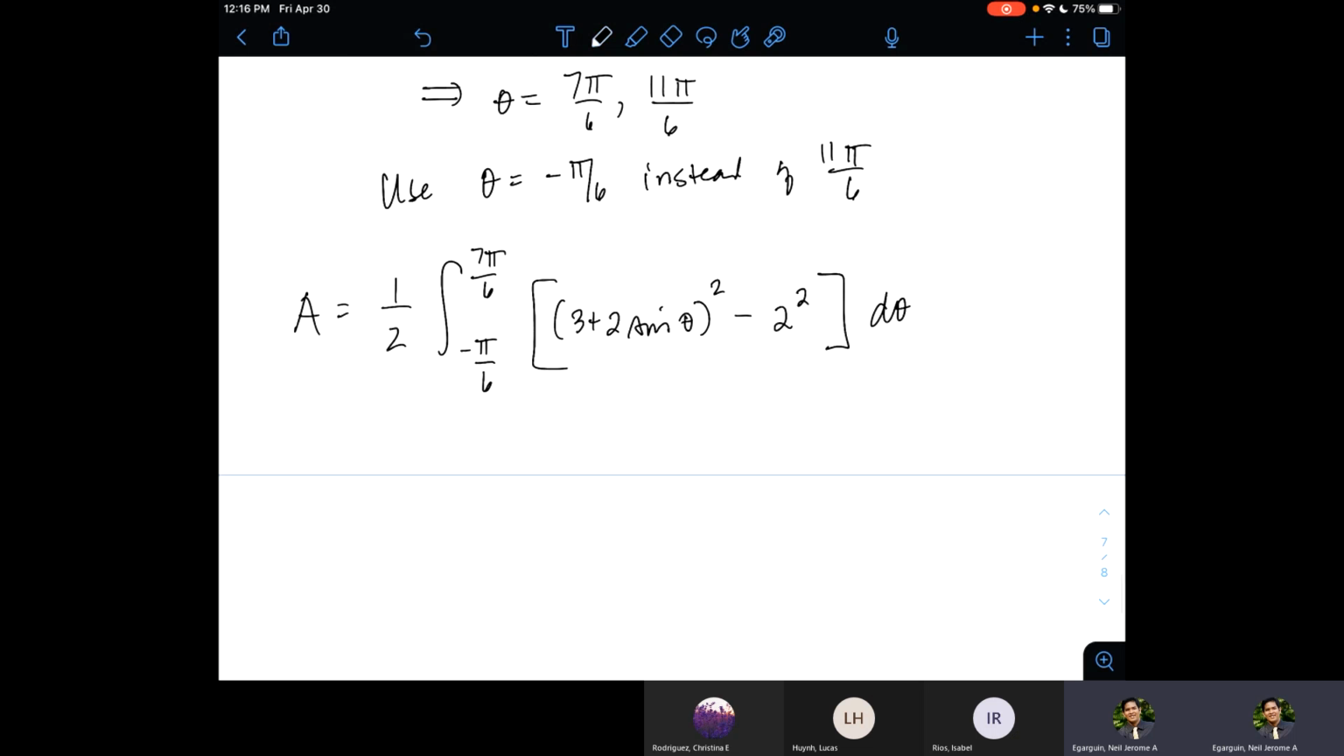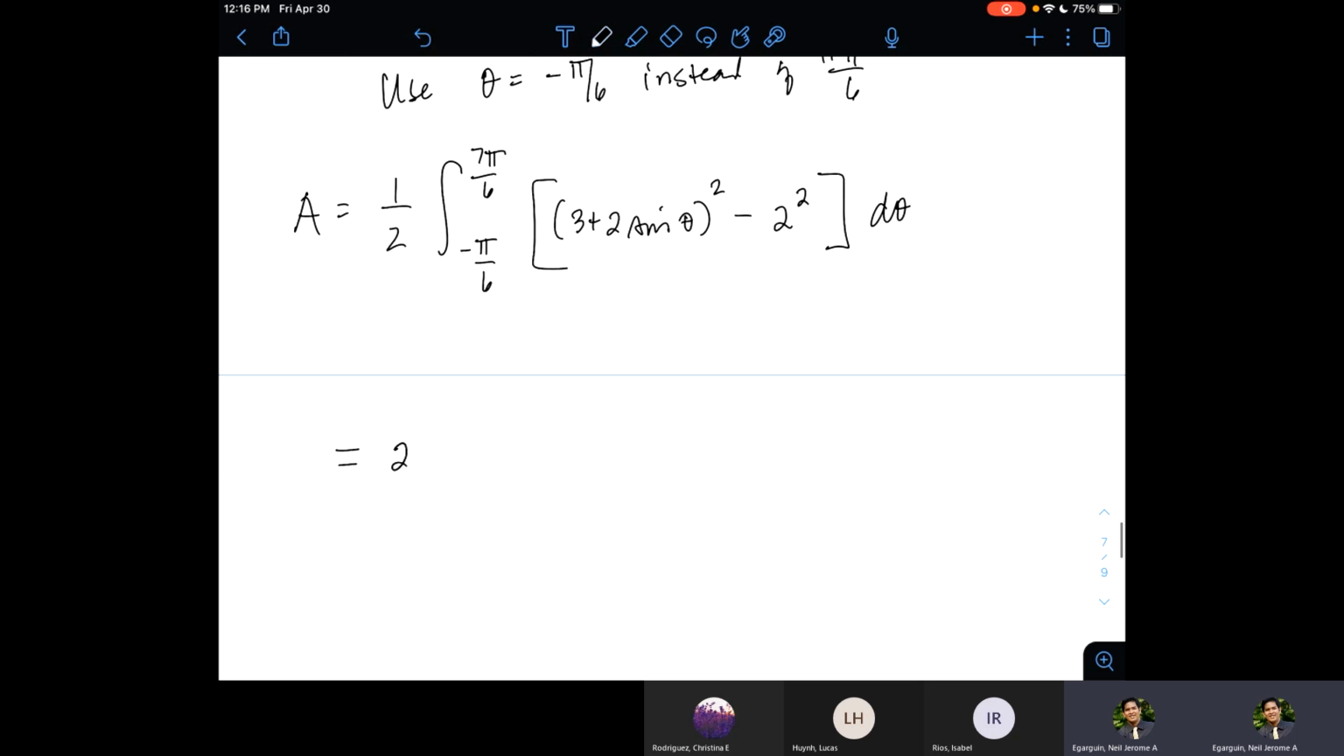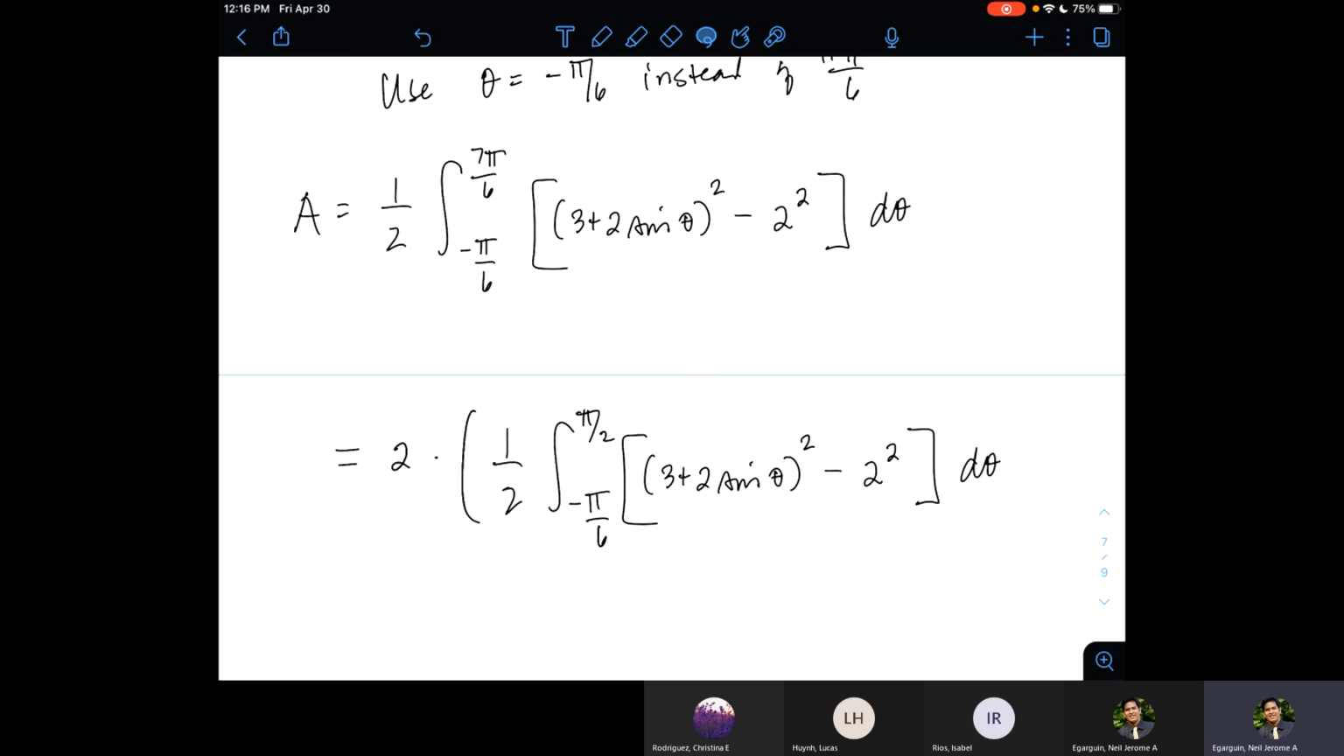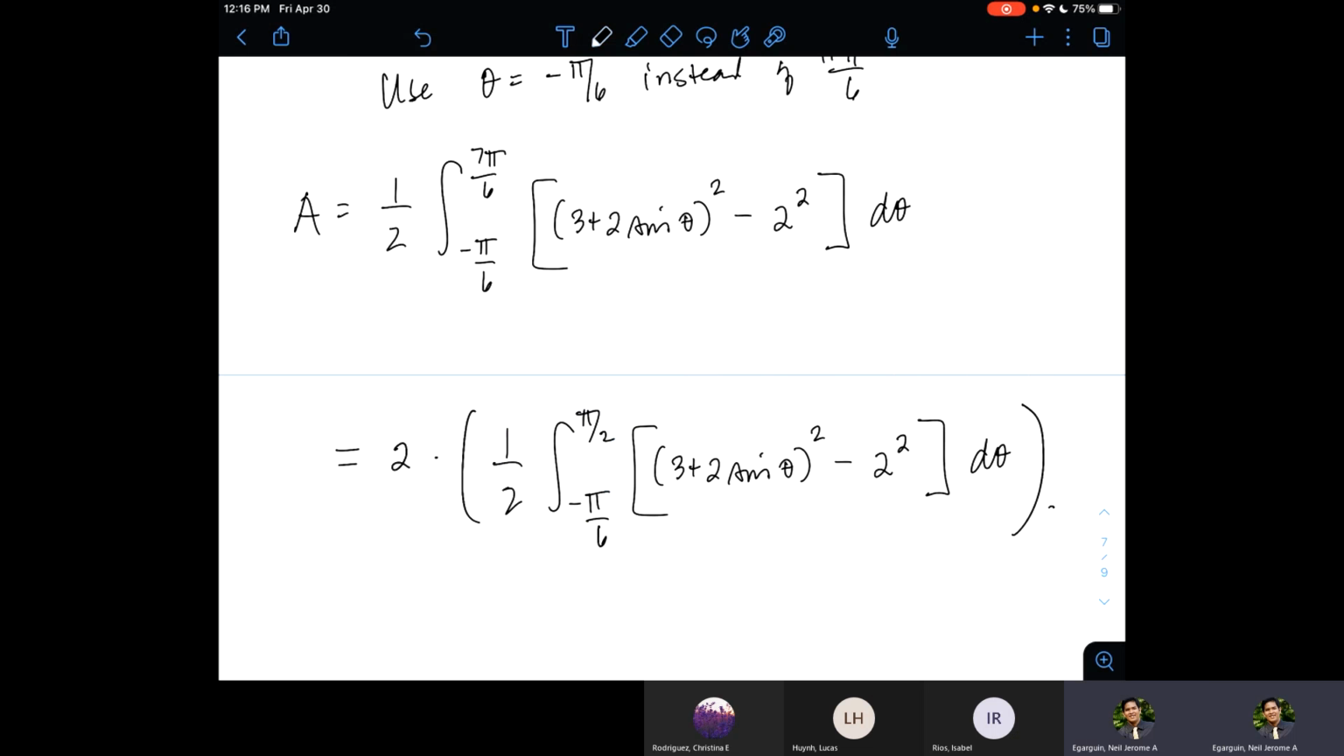So another acceptable form for the area here is twice the one-half integral from negative pi over 6 until pi over 2, due to symmetry, of the same integrand. So either answer will be fine. You can choose to integrate all throughout the angular span, or just do half of it and then put the appropriate factor.